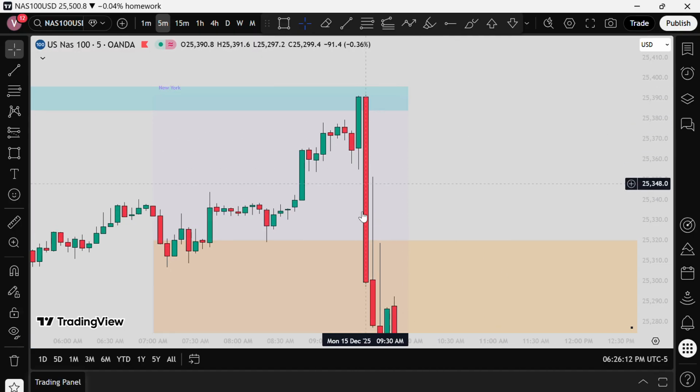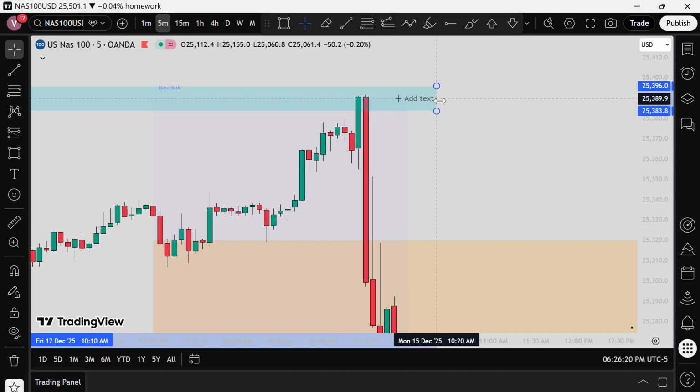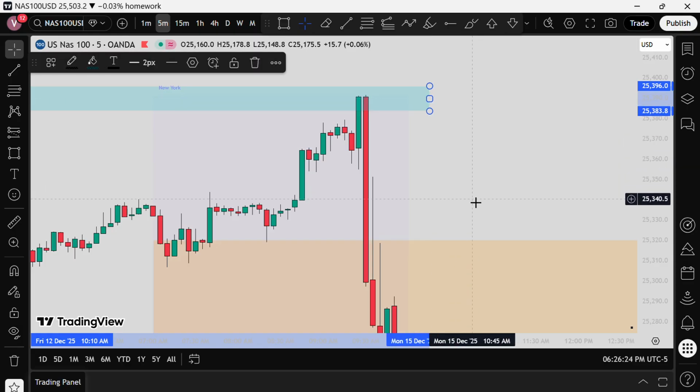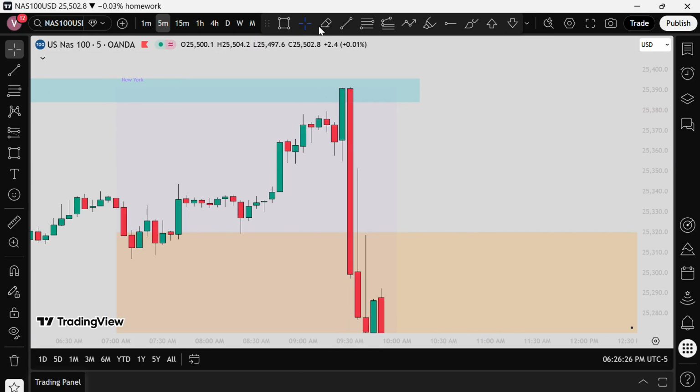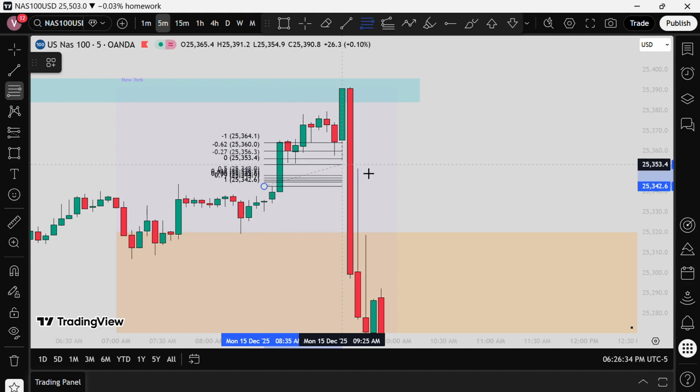When you see this big red candle on 9:30 a.m. moving or displacing from this fair value gap which you had marked, how would you enter this? How would you capture this? Easiest way is to see this BC right here. You grade it.